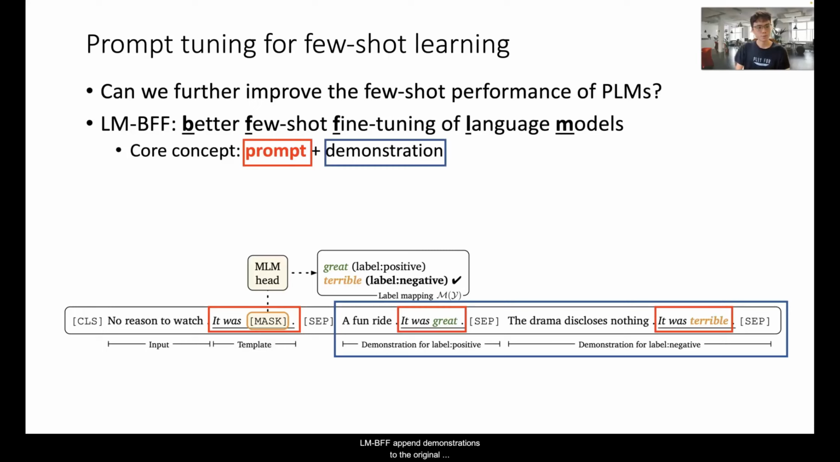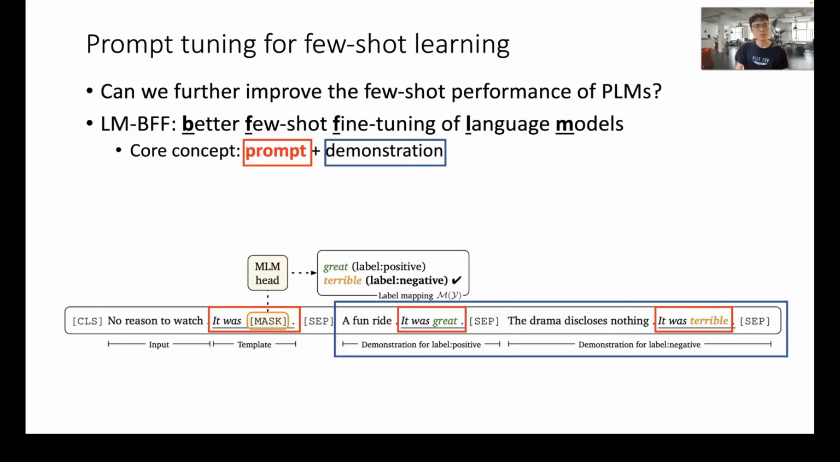LM-BFF appends demonstrations to the original prompt template. It converts the training sample into the corresponding natural language prompt and fills in the mask token with the corresponding label word. The figure here is an example of a sentiment classification task that classifies the sentiment of a movie review into positive or negative. The demonstration contains a positive movie review and the phrase, "It was great," and a negative movie review and the phrase, "It was terrible." During training and testing, all the inputs have prompts and demonstrations.